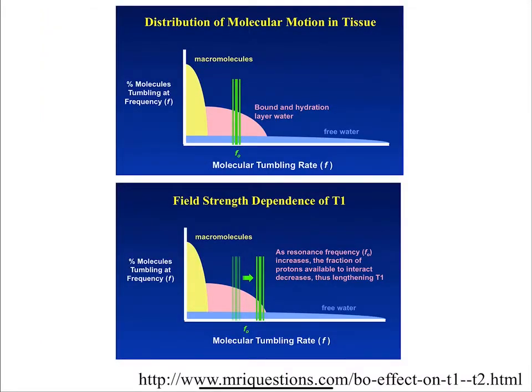So one thing that we can get from this is that if we increase the field, let's say the B0 goes up, then we know that the frequency, which is equal to gamma B0, is also going to go up. Okay, so we're going to move farther out on that right-hand side. And so what it means is we're going to move into a regime where the number of protons that actually have that resonant frequency, that are tumbling fast enough to allow for the stimulated emission, reduces. And that's why as we go to higher and higher field strengths, the T1s tend to get longer and longer. Okay? Which is advantageous for some imaging, but not for others, and we'll talk about that later.